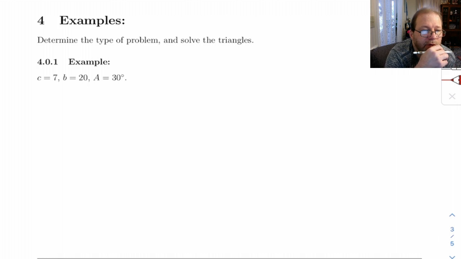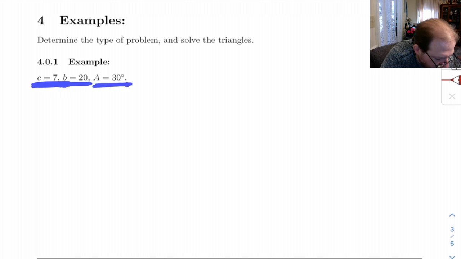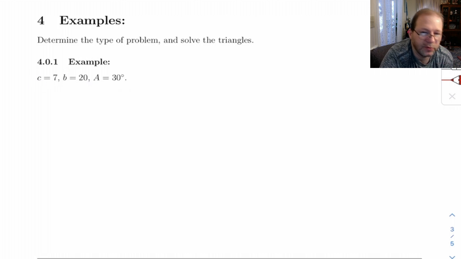This first problem, we're given little c, little b, and capital A. So this is a side angle side problem. The way you can tell that is by either drawing the triangle and seeing it, or if you get two sides that are two different letters, and then the angle you're given is a different letter from the other two, so you get A, B, and C all together, that's going to be a side angle side problem. So let's look at this.